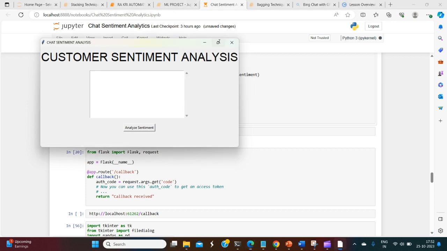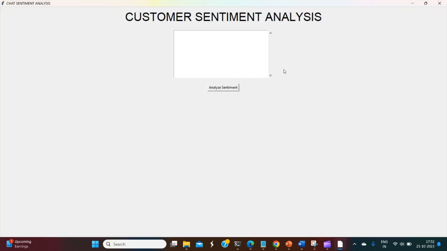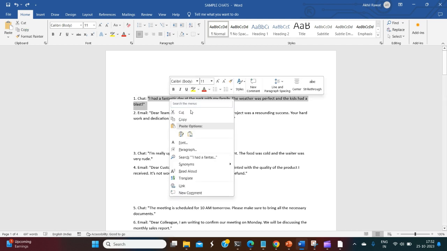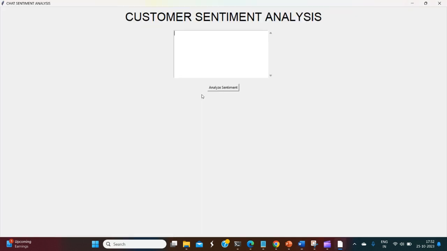Here you can see that a window of the graphical user interface has popped up. I have given it the name customer sentiment analysis. There is a box, and there is also a button for analyzing the sentiment. So let's see this chat and analyze it. I will just copy from here, paste it here, and analyze it.